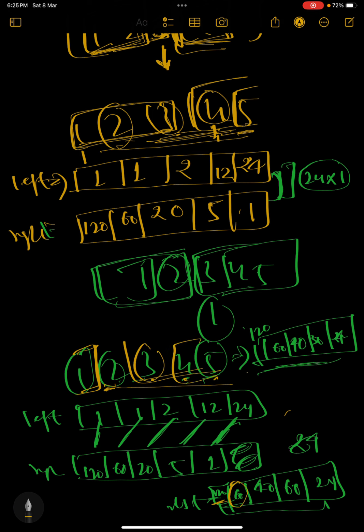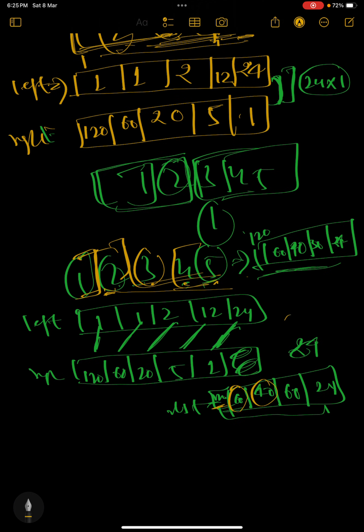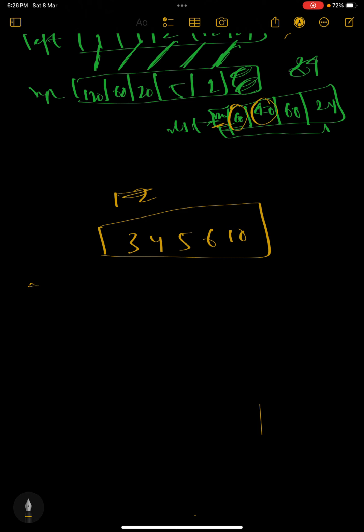For 3, 60 and 20. 20 and 2 into 40, as you can see. So I hope you understand why I take prefix multiply and suffix multiply. So I will take another test case so that you can understand it better. So 3, 4, 5, 6 and 10. Okay, so first take the answer array.